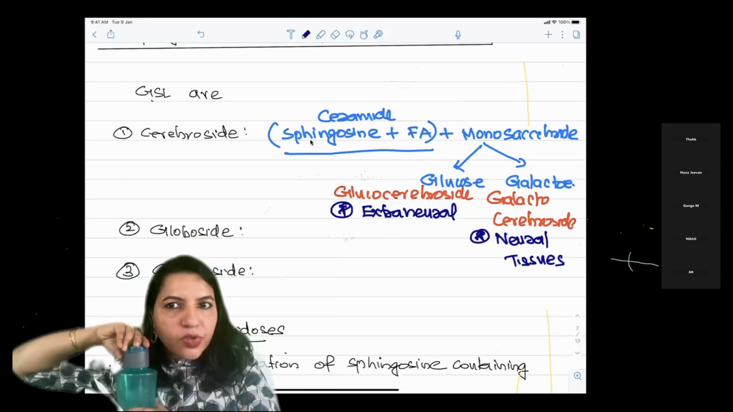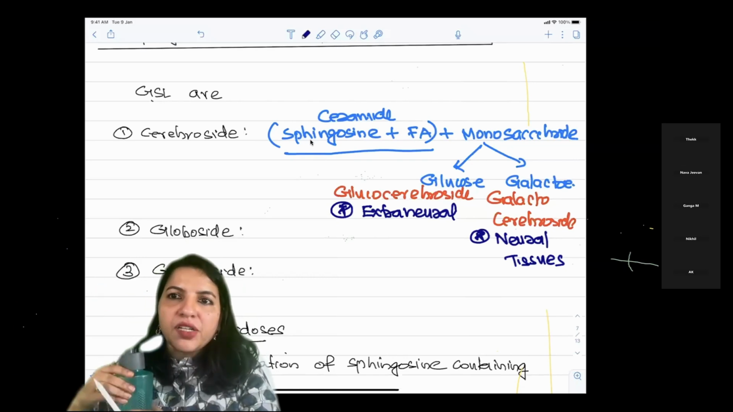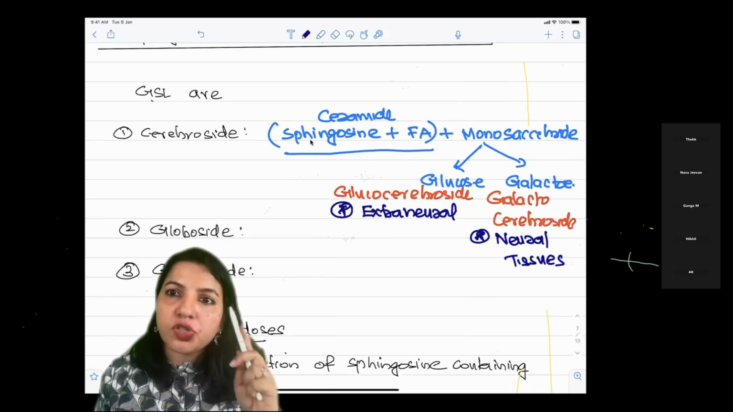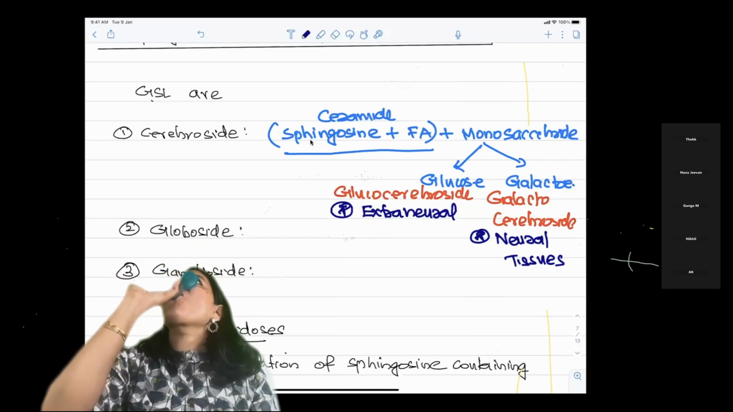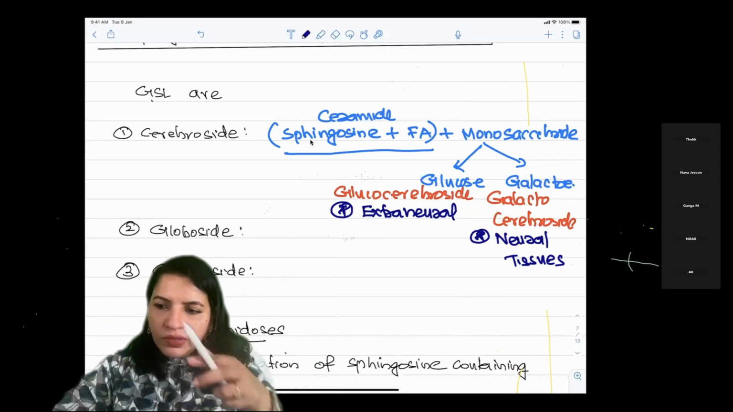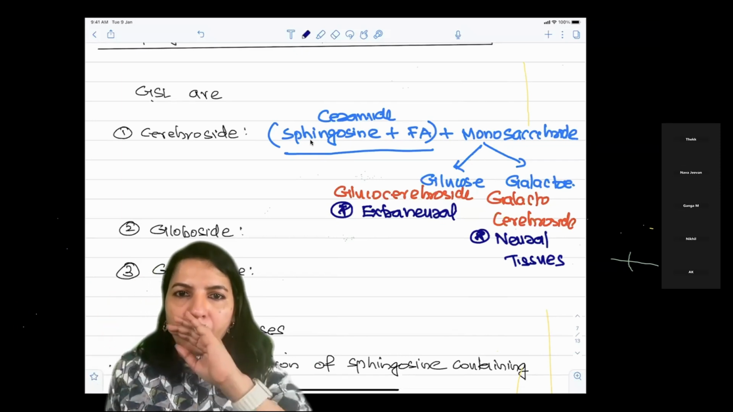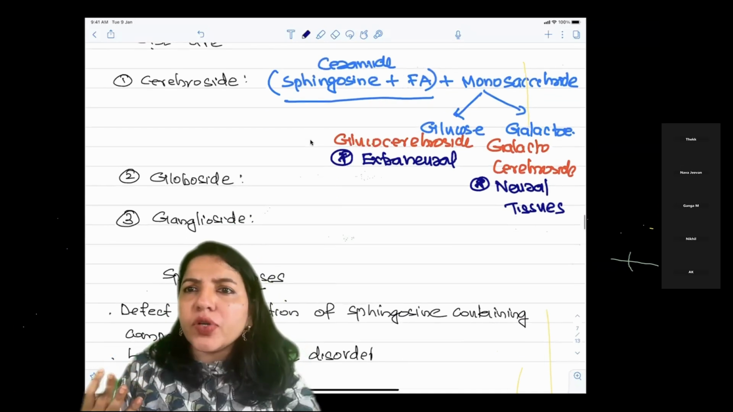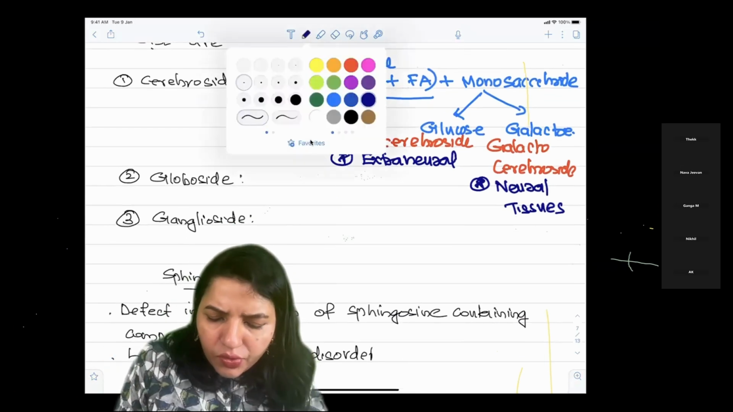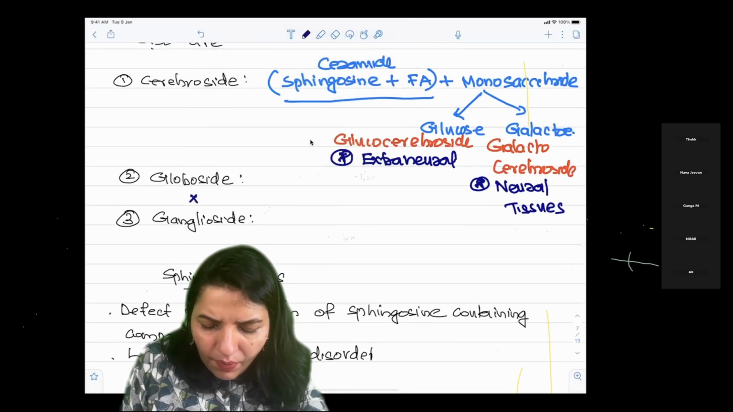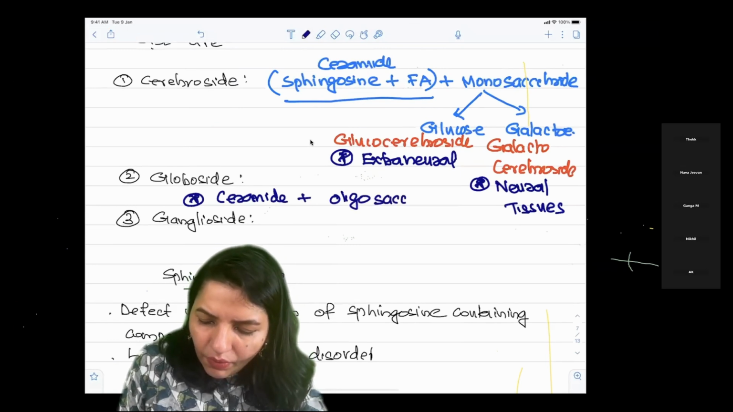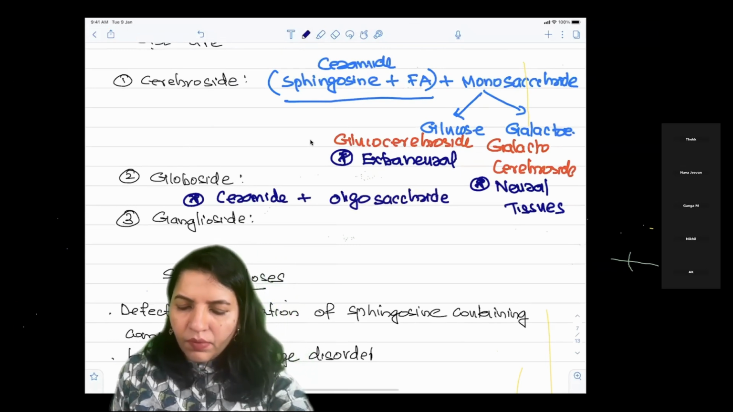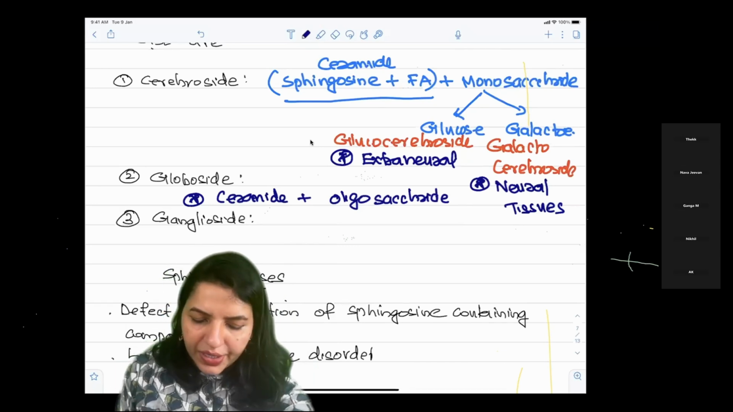Yes, galactocerebroside is neural, whereas glucocerebroside is extraneural. Okay. Yes, correct. Next, we go to what is globoside. Even if you don't learn it, it's fine. Globoside means ceramide plus an oligosaccharide. Okay, ceramide plus an oligosaccharide.